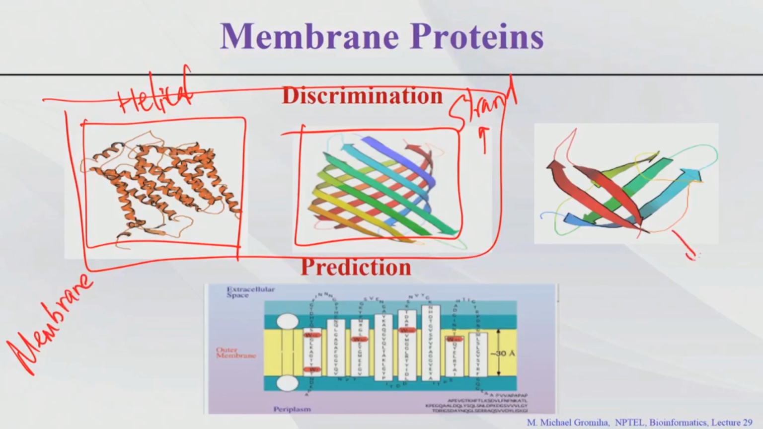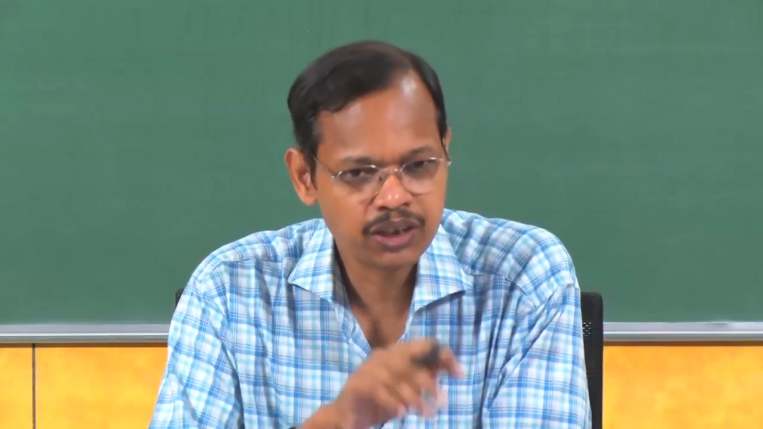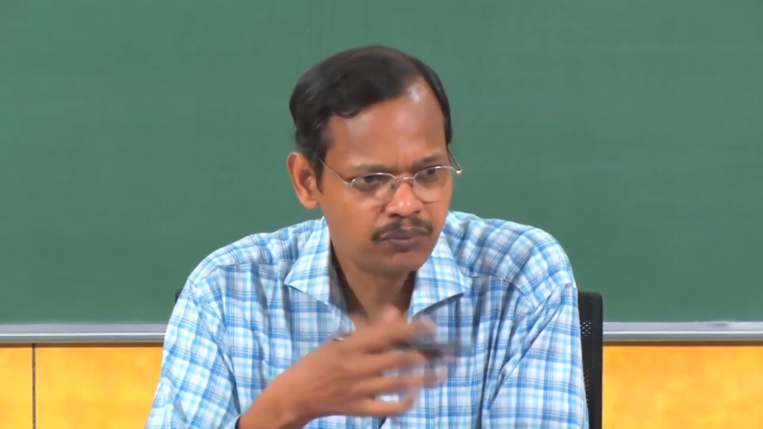Here, if you see, this is a globular protein. So, if you get a sequence, you can identify whether it is a globular protein or a membrane protein, right? So, if a protein is identified as a membrane protein, what is a membrane protein? The proteins which are embedded in the biological membrane.